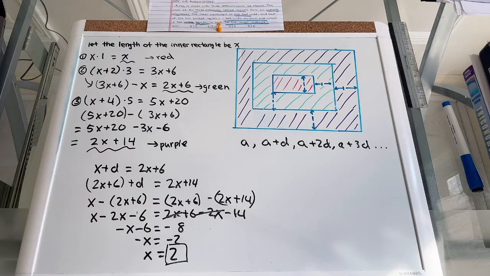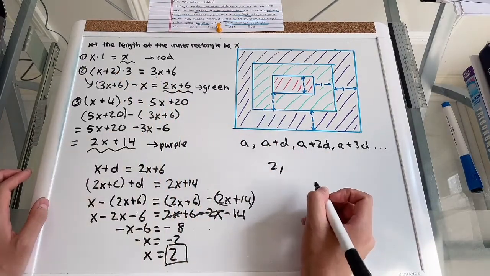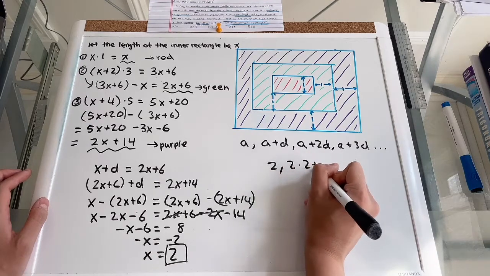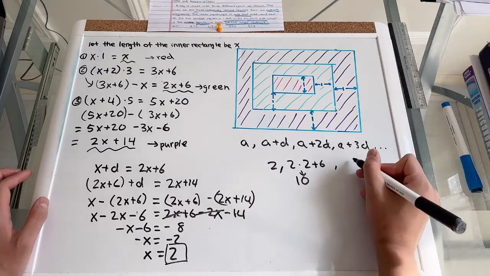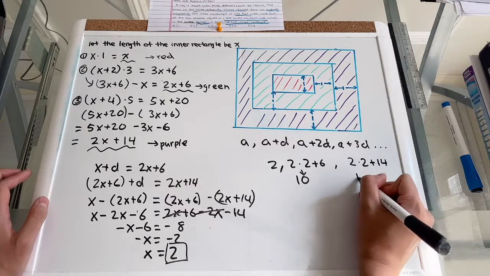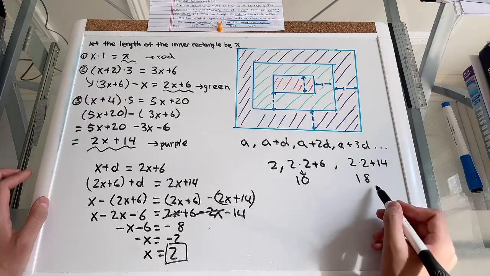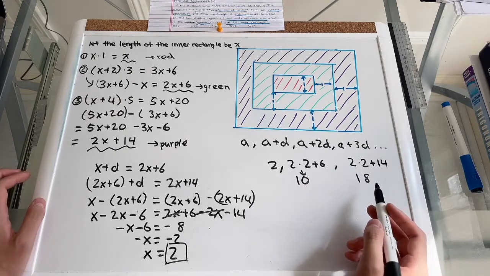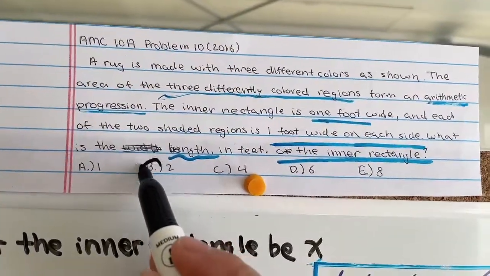Now we can obviously check our answer by plugging it in and seeing if it matches. So let's try that. Well, the area of the red would be 2. The area of the green shaded region would be 2 times 2 plus 6, which would be 2 times 2 is 4 plus 6 is 10. Third would be 2 times 2 plus 14, 2 times 2 is 4 plus 14 is 18. From 2 to 10 you add 8, and from 10 to 18 you add 8. So this is an arithmetic sequence with a common difference of 8. So looking at our answer choices, we can tell that the answer would be B, 2.